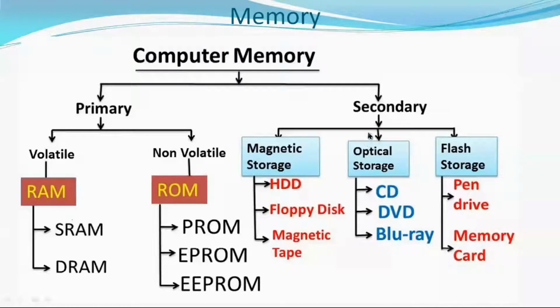Okay, then we also have the other side, of course, of the computer memory, the secondary. Here we have three types. It's divided into three types. We have the magnetic storage. Under the magnetic storage, we have the HDD, floppy disk, magnetic tape.